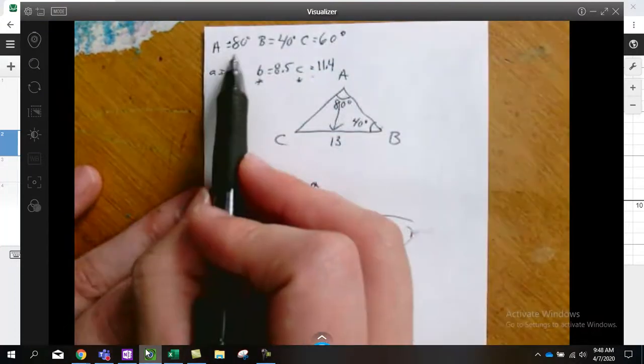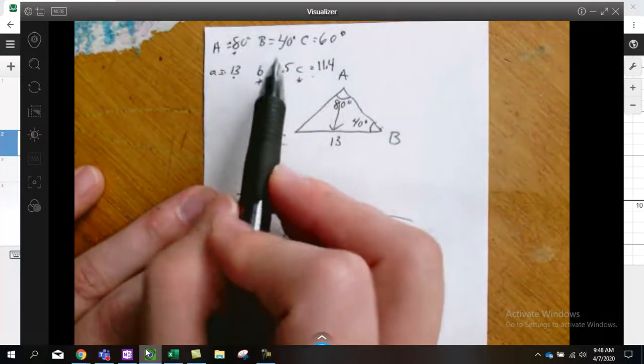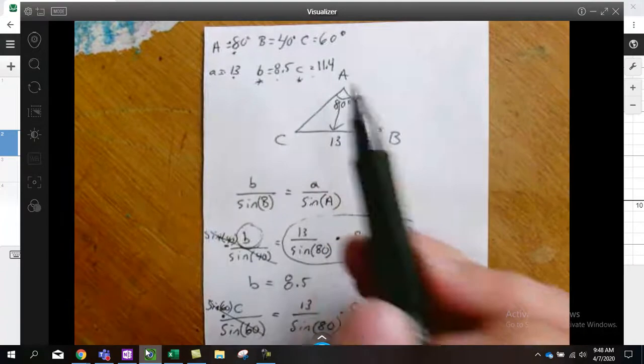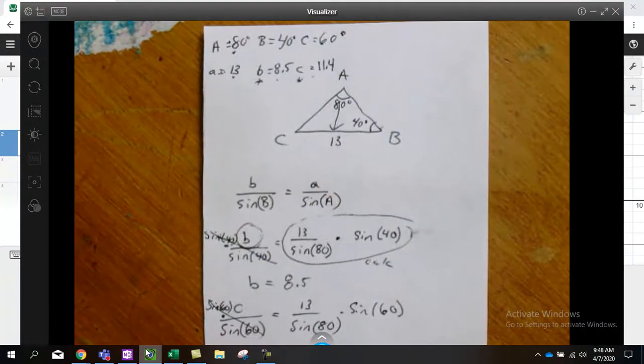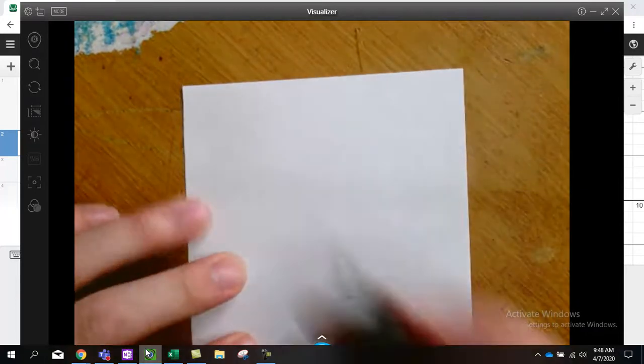Just real quickly, your biggest angle should be across from your biggest side, and your smallest angle should be across from your smallest side. Now this one was nice because we had two angles, so finding the third angle was a piece of cake. We do need to talk about how we find it when we don't have enough angles to find the third angle that way. Maybe we only have one angle. Let's look at one more case for these first 6 problems.